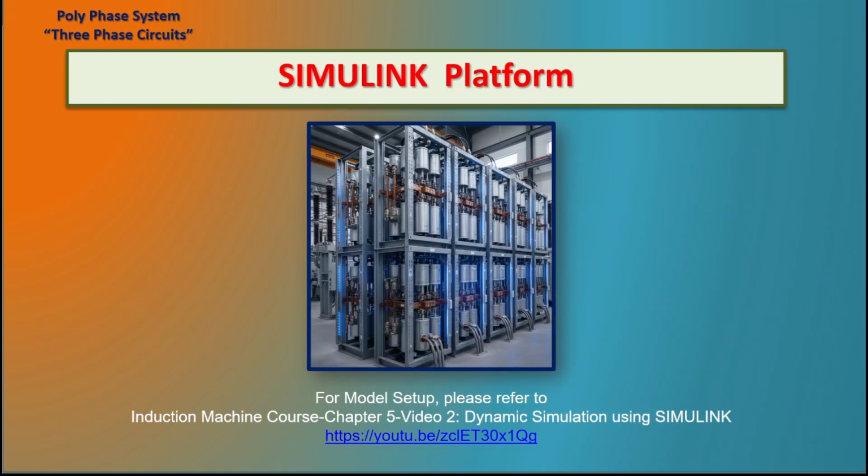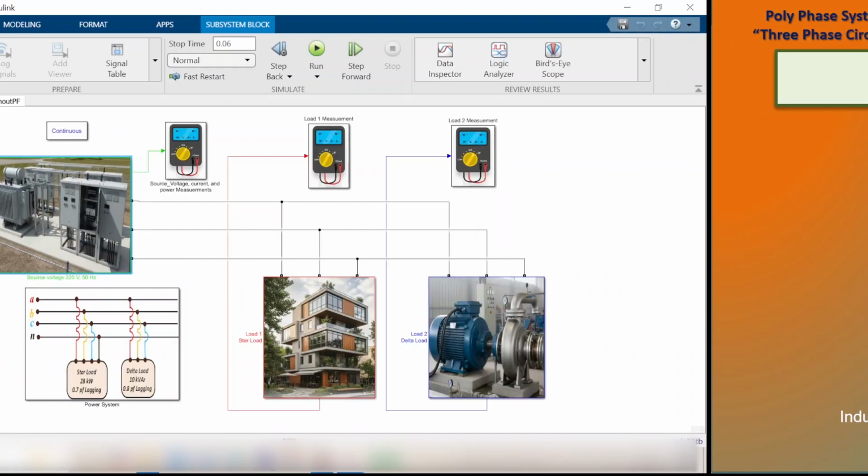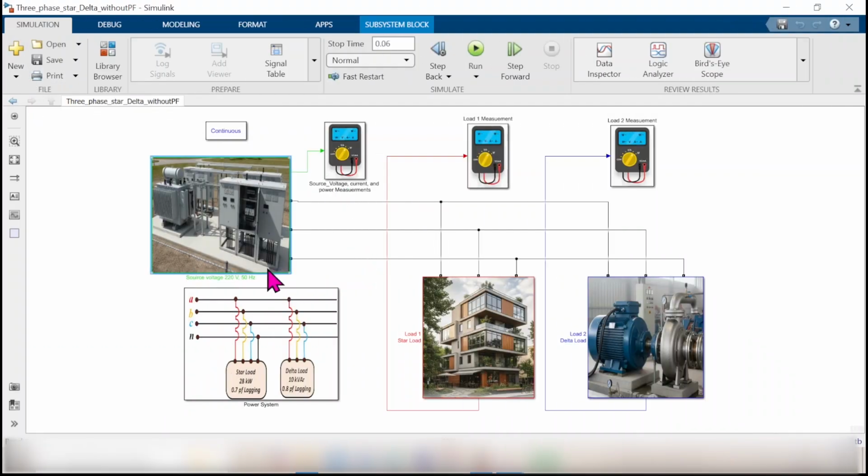Now it's time to go to the SIMULINK platform to confirm the results. We are going to solve the problem in 3 cases. Case number 1, we solved in video number 8 without capacitors. Case number 2, when we add the capacitors as an amount of VAR, or we add the capacitors as an amount of farad. Let's go! This is the system we simulated in video number 8.